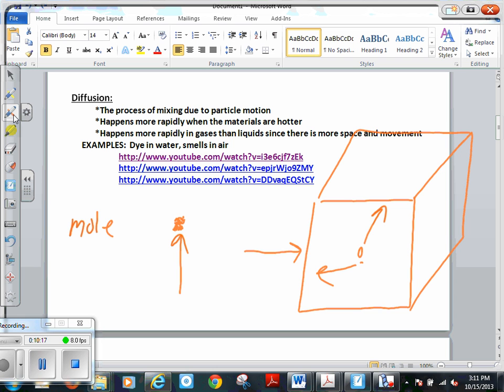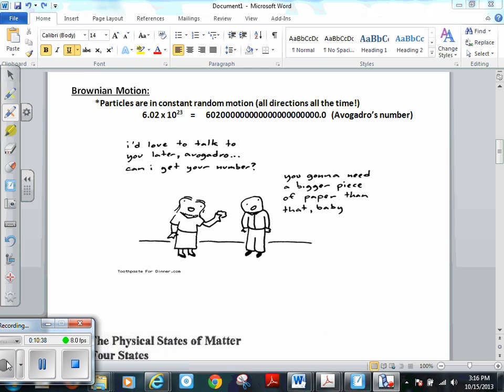Like right now you're getting hit by something that's going about 300 meters per second. We talked about that earlier, right? That's why it takes up so much space for a gas. So diffusion is going to happen a lot faster in a gas than in a liquid. And liquids are really compressed like a solid too. But I have a couple videos here for you to help explain this.